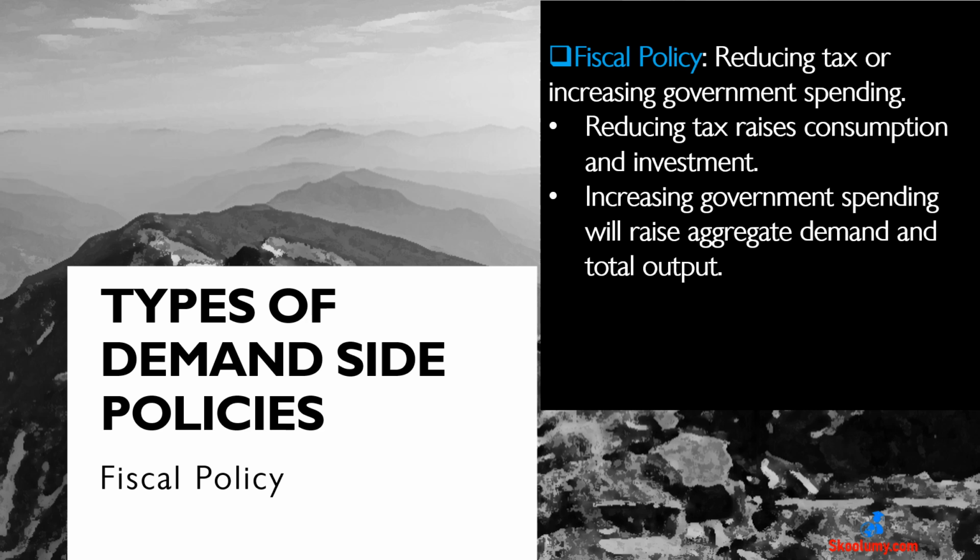Demand-side policies are divided into two, namely fiscal policy and monetary policy. Fiscal policy is the use of taxation and government spending to influence total demand. To promote growth, the government can reduce taxes or increase government spending. This is known as expansionary fiscal policy because it increases aggregate demand.